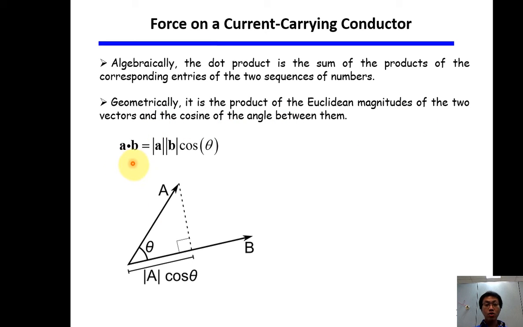This is Euclidean magnitude, of the two vectors and the cosine of the angle between them. So when we talk about A dot B, actually we need to find this length times this length. A is the hypotenuse, A times cos of this angle, we have this length. And then we times this length, B. So it becomes our dot product. We need to know cross product and dot product so that we can use it later.